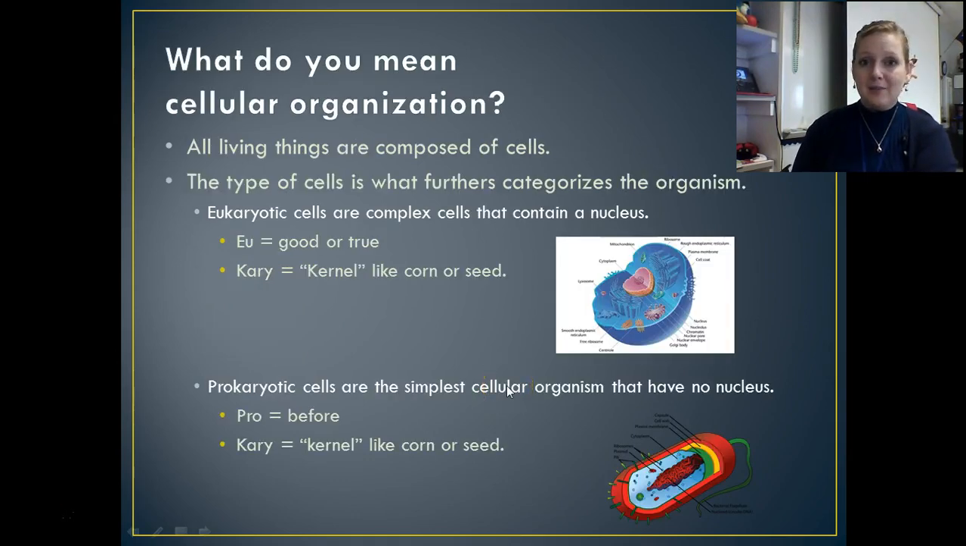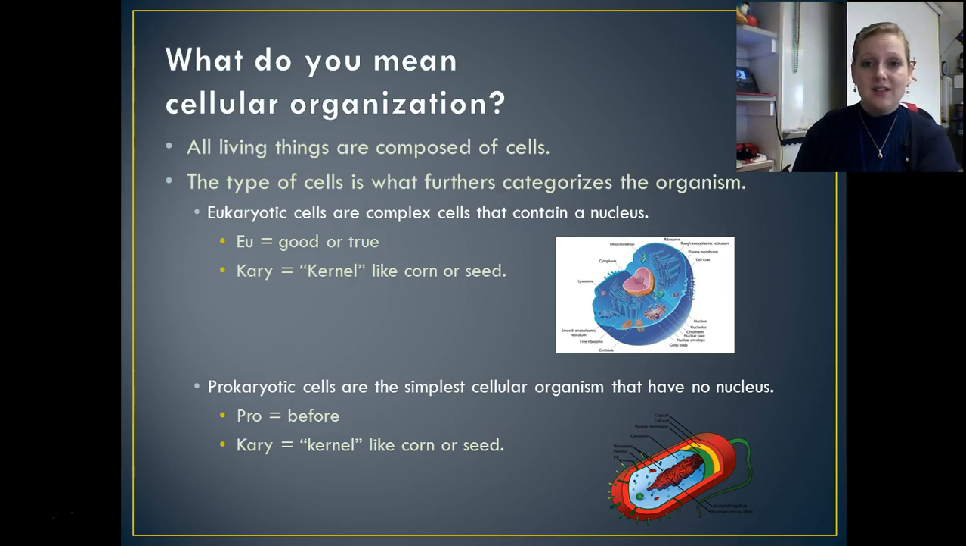So what do we mean again by cellular organization? It's all fine and dandy to say that you have to be made up of cells to be considered living. But what we really need to establish here at the beginning is that all living things are composed of cells, but not all cells are the same. Any cell is going to fall into one of two categories: we have eukaryotic cells and prokaryotic cells.